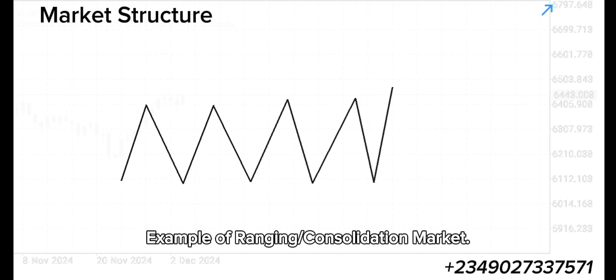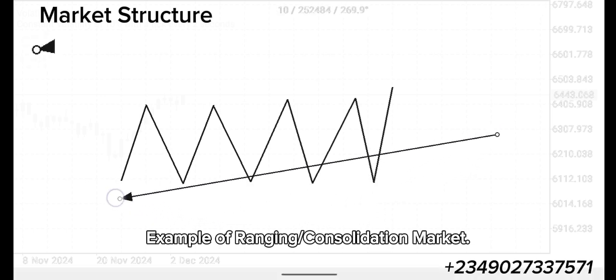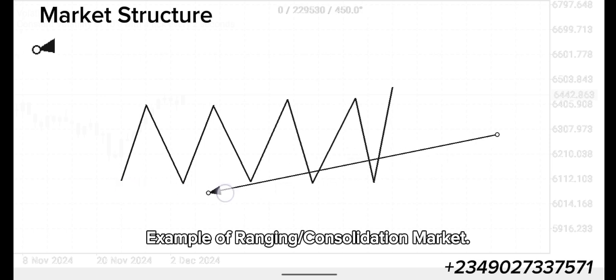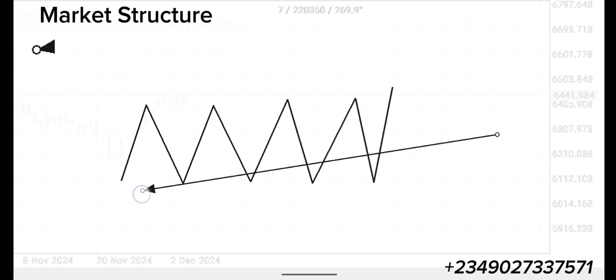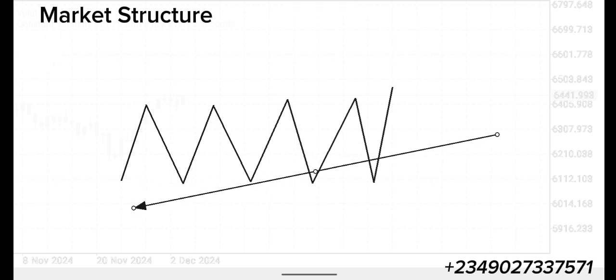This is the third example of market structure, which is consolidation market structure, or ranging market. You understand? So, what are the characteristics of ranging markets? As you can see on the screen right now, all these lows are equal, and all these highs are equal. It is not giving a certain direction.